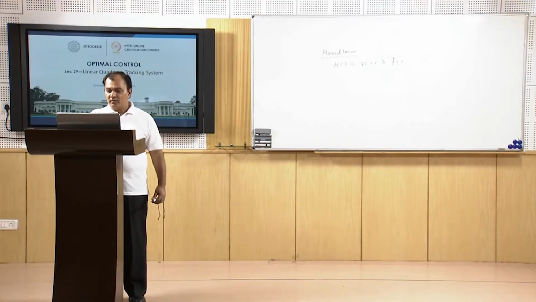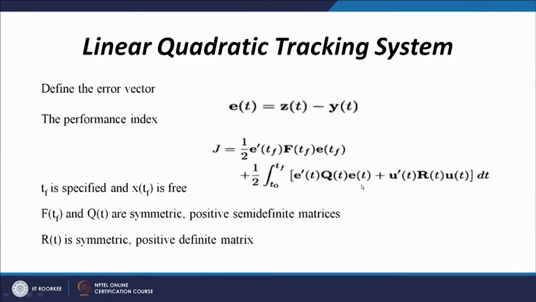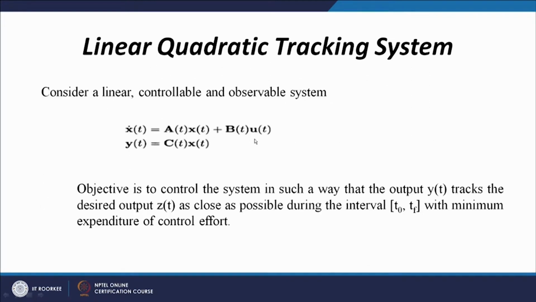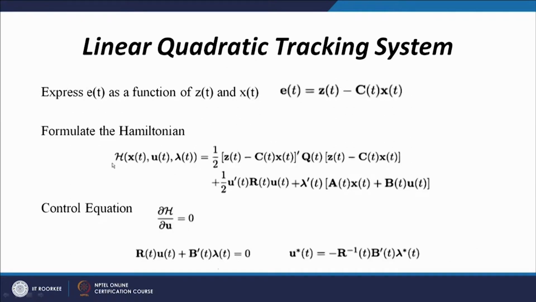So, V is E prime Q E plus U prime R U, this is my V, and F is A x plus B U. So, I am defining my Hamiltonian as half of E prime Q E, and E is replaced by Z minus C x. So, this is half of Z t minus C t x t prime Q t Z t minus C t x t, plus half of U prime R U as such, plus lambda prime A t x t plus B t U t.